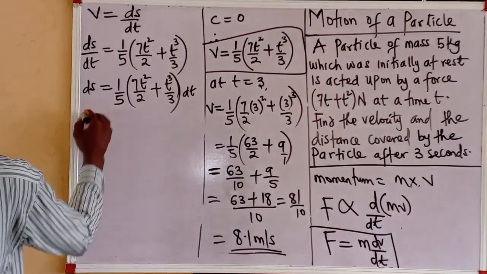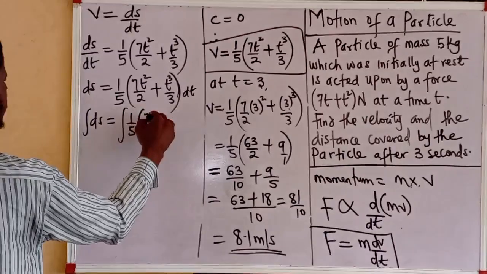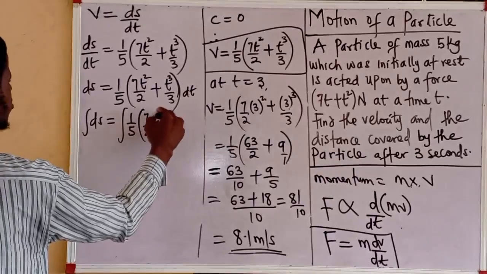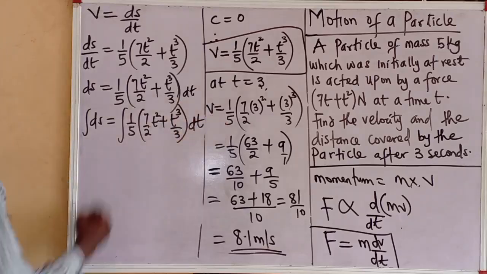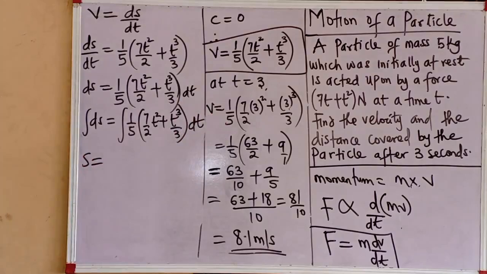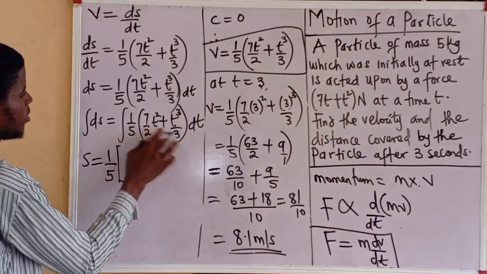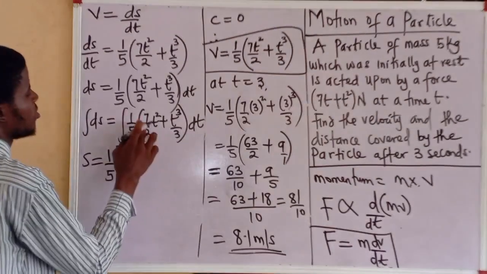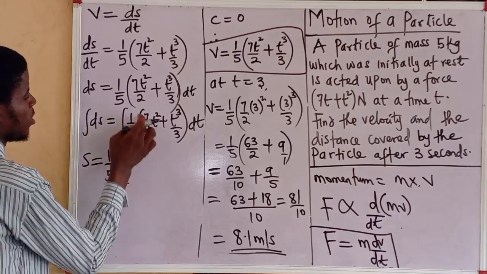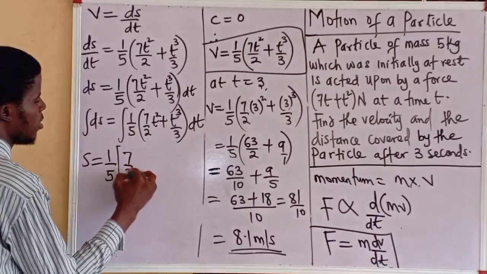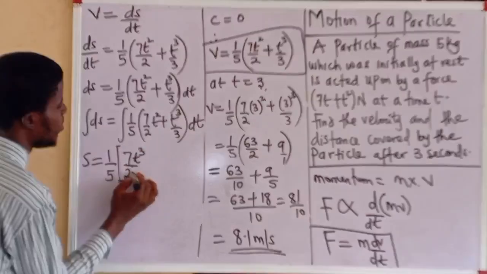So this is a differential equation. Separating the variables, we have ds is equal to 1 over 5 into 7t squared upon 2 plus t cubed upon 3 dt. So if I integrate both sides, the integral of ds is the integral of 1 over 5 into 7 over 2 t squared plus t cubed all over 3 dt. This is s. 1 over 5 is a constant, so 1 over 5 can come out.